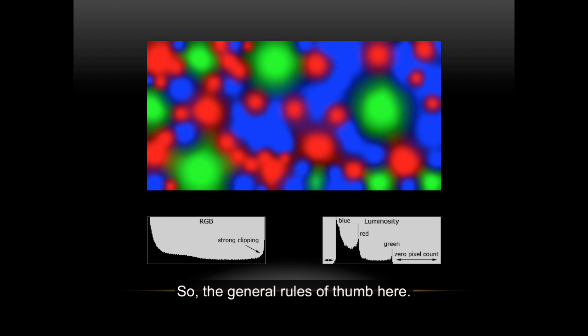So the general rule of thumb here, obviously, is the more intense and pure the colors are in your image, the more a luminance histogram and the RGB histogram will differ, and you need to understand and know that that will occur.